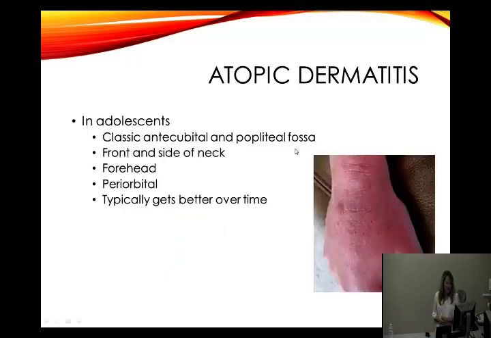So adolescents, I just wanted to mention them as well. They have the classic antecubital and popliteal fossa, so right behind the knee, front and side of the neck, forehead, the periorbital area, so right above the eyelid, right below the eyelid, people will get that. In adolescence, we typically can tell them it's going to get better over time, and they usually will outgrow it. In our adults that have the atopic derm, usually it's a lifelong condition that typically does not go away. They will have periods where it's better or worse, but it's usually never completely gone.